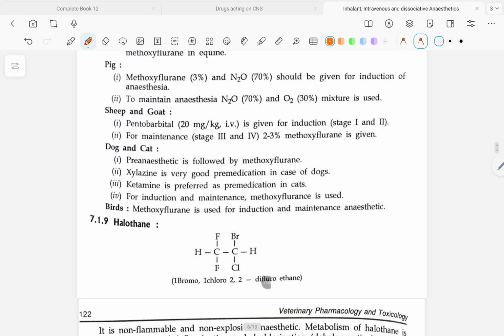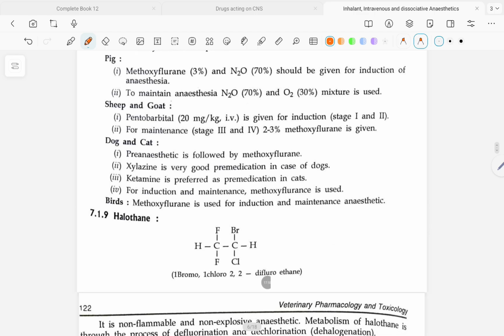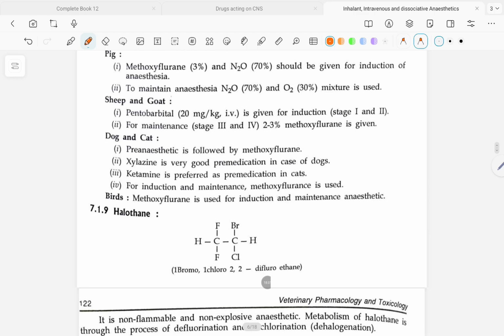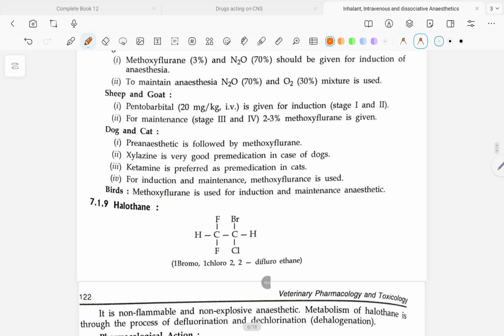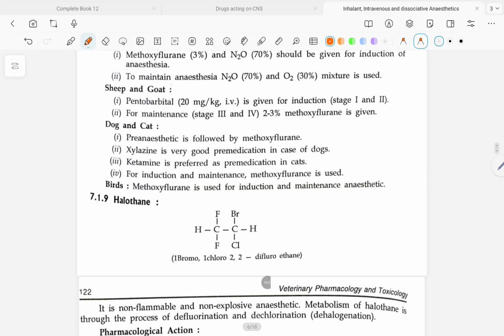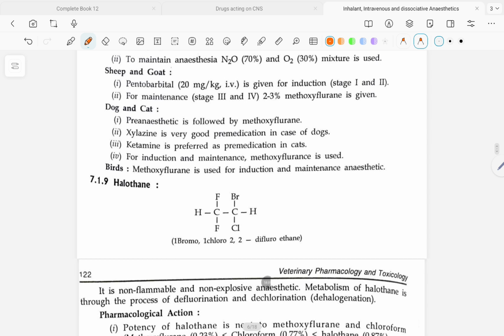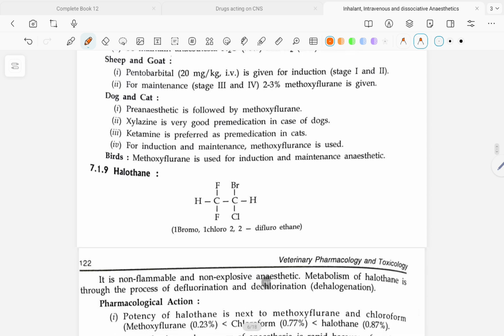Sheep and goat: pentobarbital 20 mg per kg IV is given for induction, stage 1st and 2nd. For maintenance, stage 3rd and 4th, 2-3 methoxyflurane is given. Dog and cat: pre-anesthetic is followed by methoxyflurane.